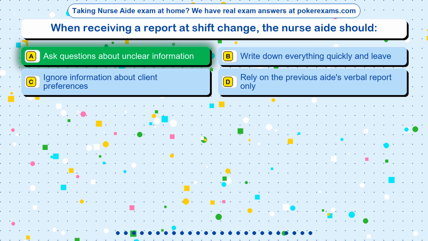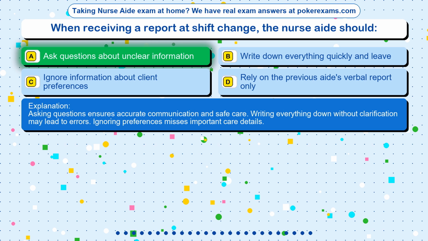The correct answer is option A. Ask questions about unclear information. Asking questions ensures accurate communication and safe care. Writing everything down without clarification may lead to errors. Ignoring preferences misses important care details.